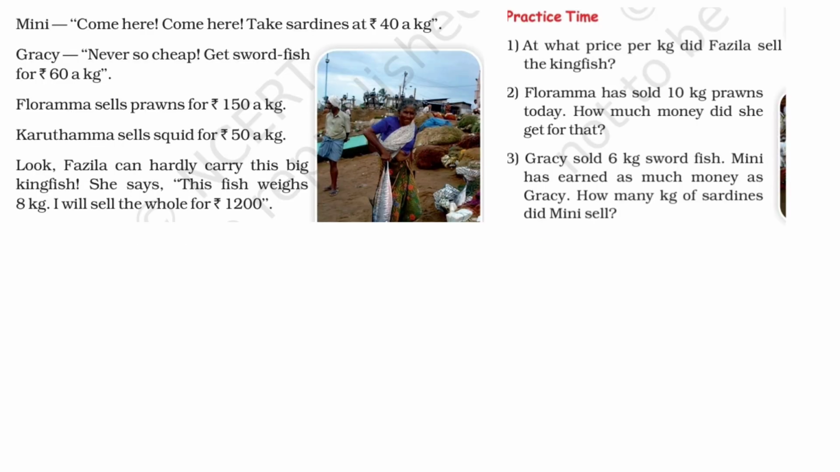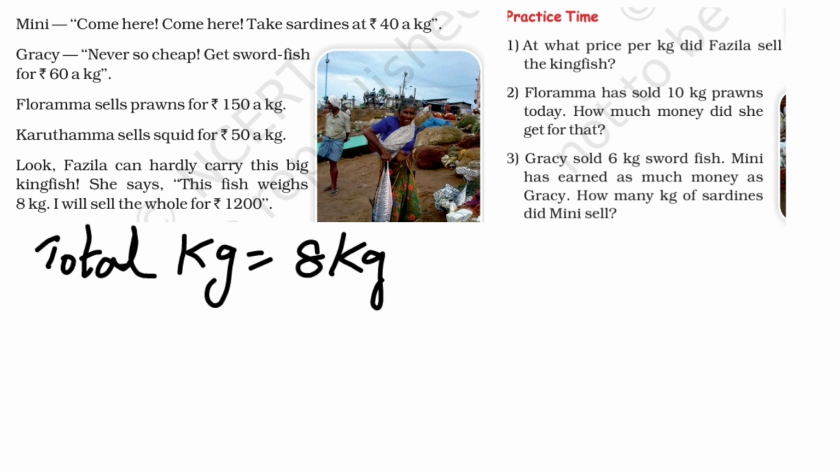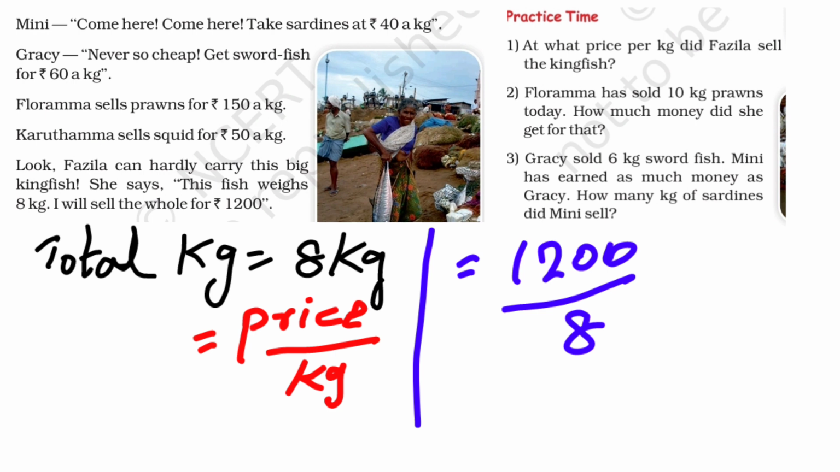So the first question is, at what price per kg did Fazila sell the kingfish? So we already know the total weight of the fish is 8 kg. So we need to find the price per kg. We have to divide the price by the total number of kgs. So 1200 divided by 8 is 150. So per kg is 150 rupees.